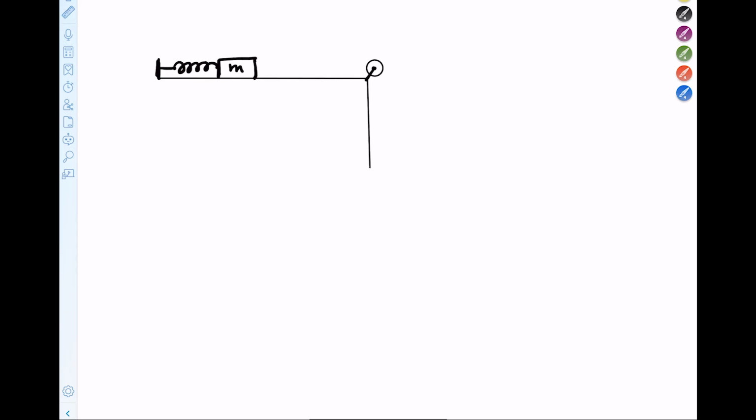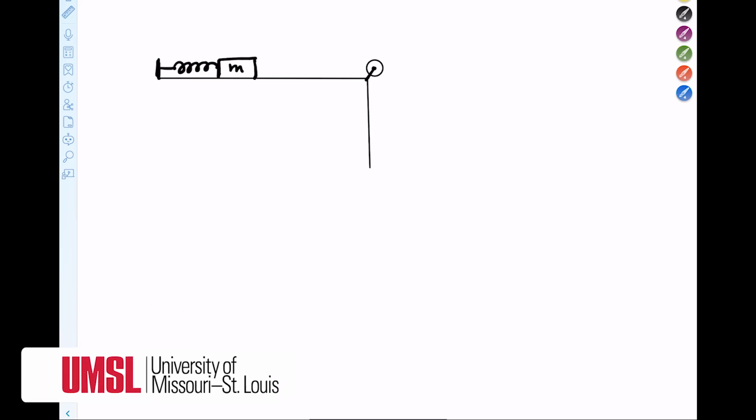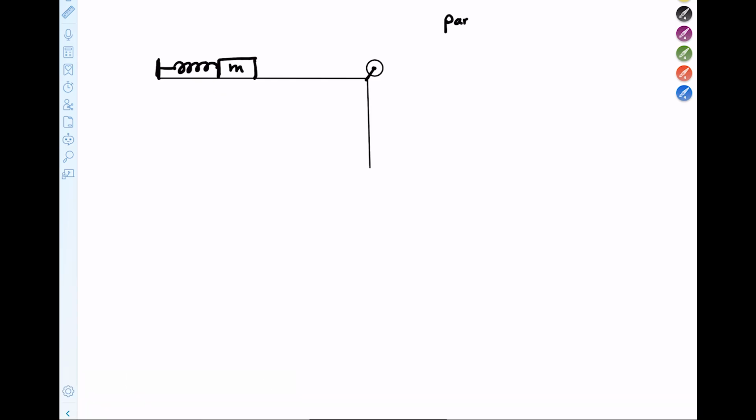All right, let's talk about Resonant Frequency Lab. Resonant Frequency Lab has two parts. Let's start with part one. Part one, our goal is to find spring constant K.